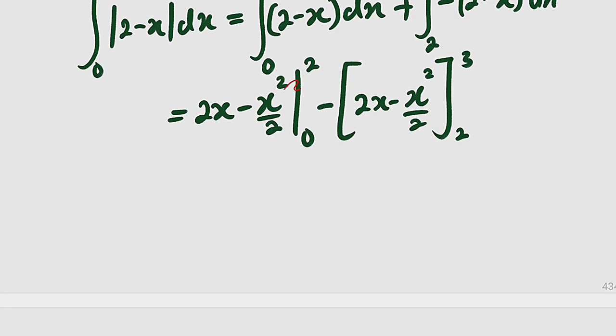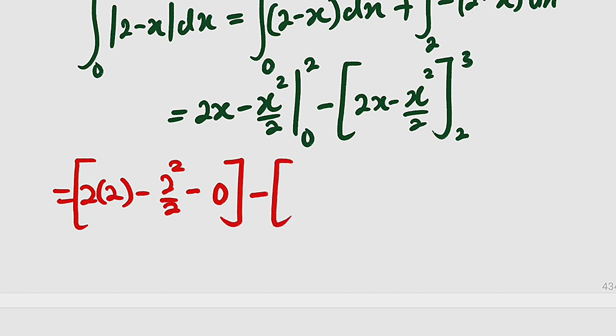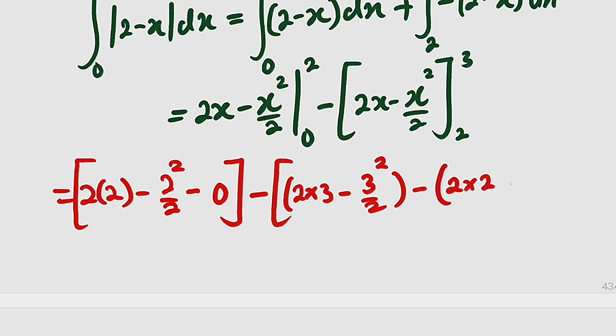So now let us substitute the boundaries. Starting with 2 here, you plug it in here and here. So we have 2 times 2 minus 2 squared divided by 2. Then you subtract the lower boundary, minus 2 times 0 minus 0 squared divided by 2, everything here will be 0. So let me just write 0. Then minus. If you plug in 3 here, we have 2 times 3 minus 3 squared divided by 2. Then you subtract the lower boundary, 2 times 2 minus 2 squared divided by 2.